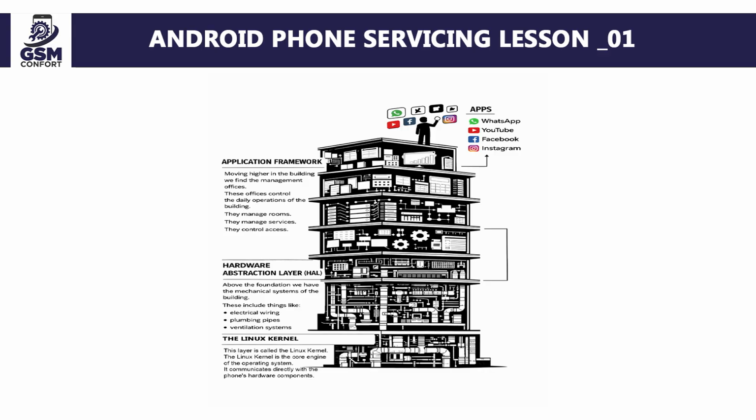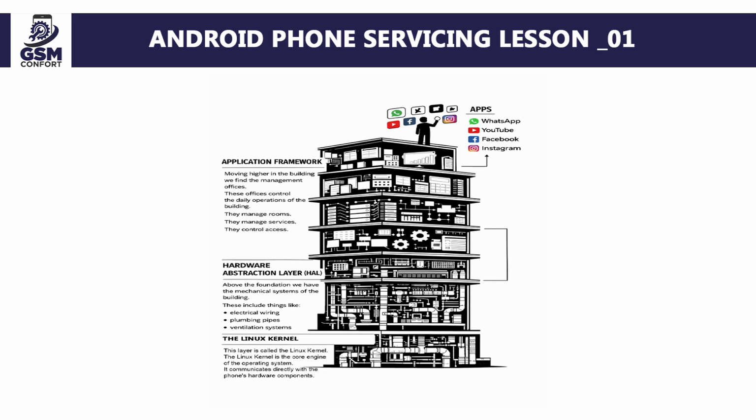Finally, at the very top of the building, we have the apartments. This is where people actually live and interact with the building. In Android, these apartments are the apps you use every day. WhatsApp, YouTube, Facebook, Instagram. Now here is another question for you. If WhatsApp crashes, does that mean the whole Android system is broken? Usually no. It only means the problem is in the app layer. This is why understanding Android layers is very important for technicians.